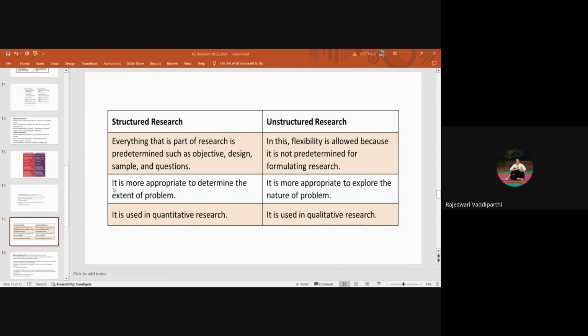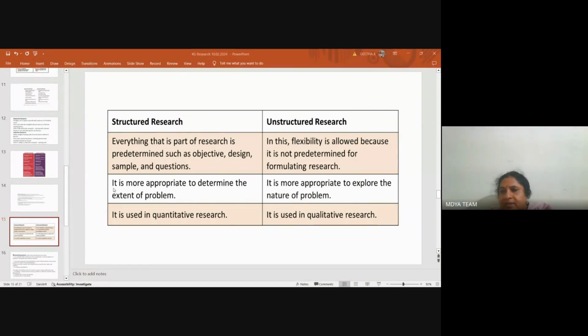Ma'am, if it adds value to the questionnaire and I can extract some deeper information, is that okay to do? I am not sure. No, Rajeshwari madam, that is why we say it is structured.